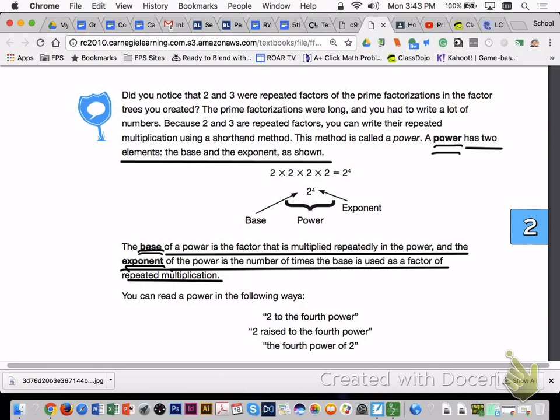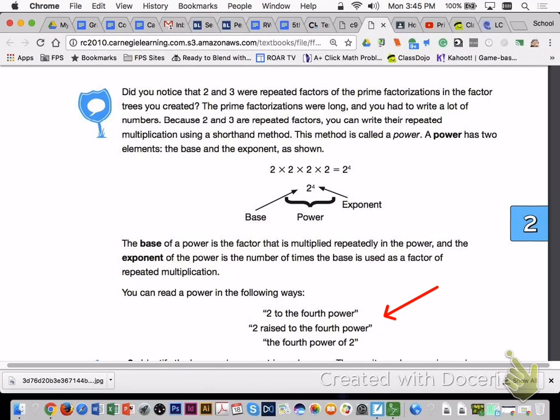A power has 2 elements, the base and the exponent as shown. The base of a power is the factor that is multiplied repeatedly in the power. And the exponent of the power is the number of times the base is used as a factor of repeated multiplication. You can read a power in the following ways: 2 to the 4th power, 2 raised to the 4th power, or the 4th power of 2.